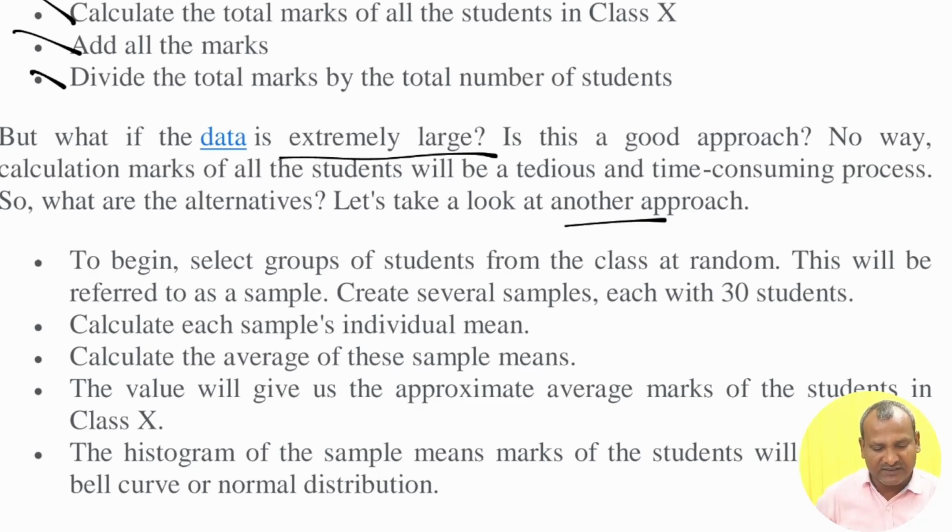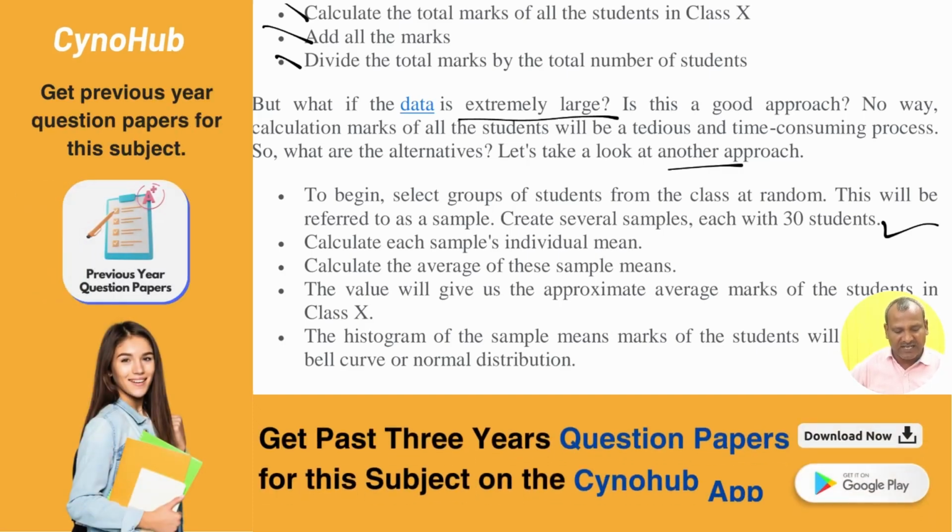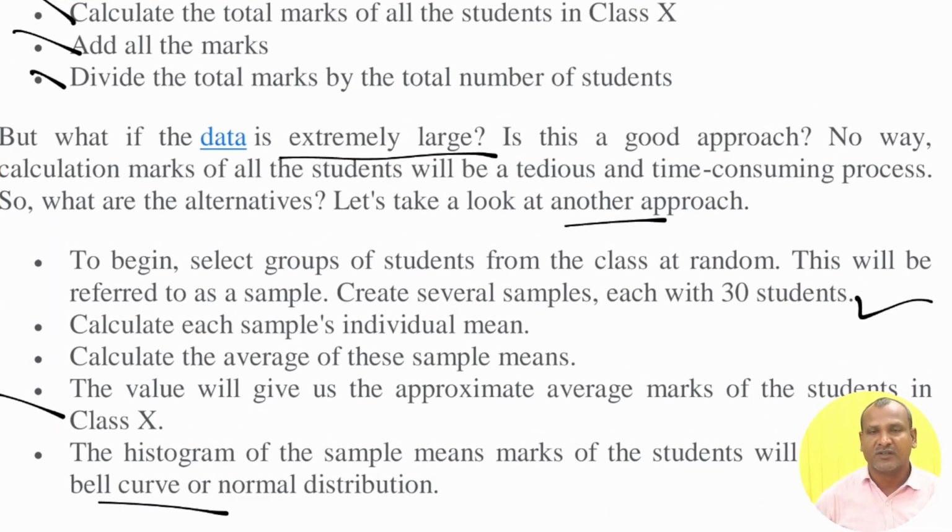To begin, select a group of students from the class at random. This will be referred to as a sample. Create several samples, each with 30 students. One sample we are going to create. Next, calculate each sample's individual mean. Calculate the average of these sample means. The value will give us the approximate average marks of the students in class 10. The histogram of the sample means of the marks of the students will resemble a bell curve or normal distribution. So if it is a large amount of data, the central limit theorem is going to play a very important role.